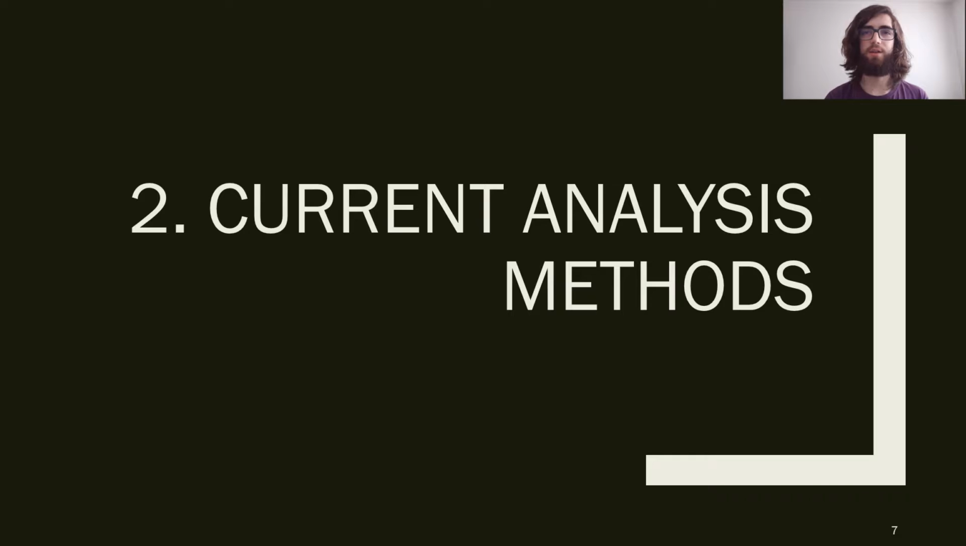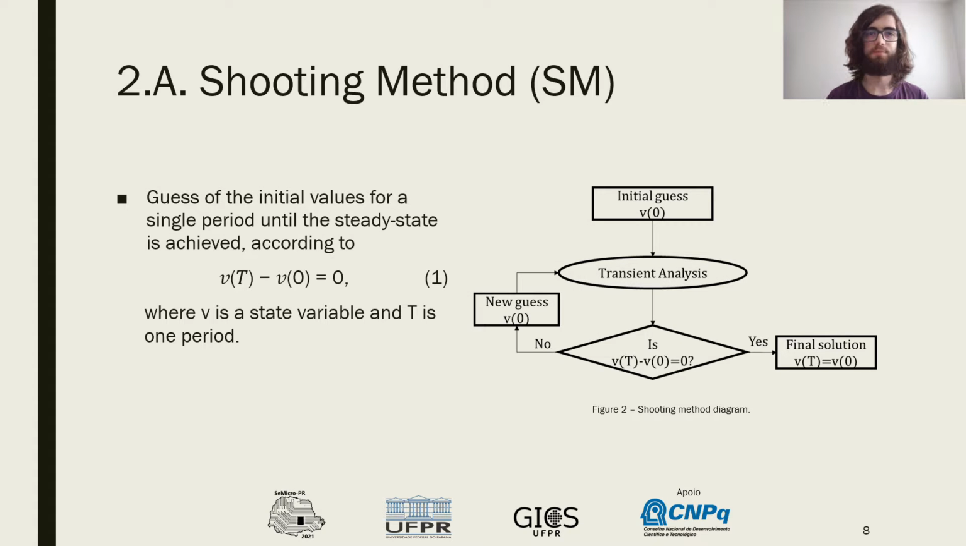So let's take a look into current analysis methods. First, the shooting method, mentioned previously. It consists in guessing the initial value for a transient analysis until the steady state is achieved. As I said before, the SM is for periodic circuits only, so simulating a single period is enough. The steady state condition is achieved once the initial and final values of the state variables are equal. This is verified by equation 1.